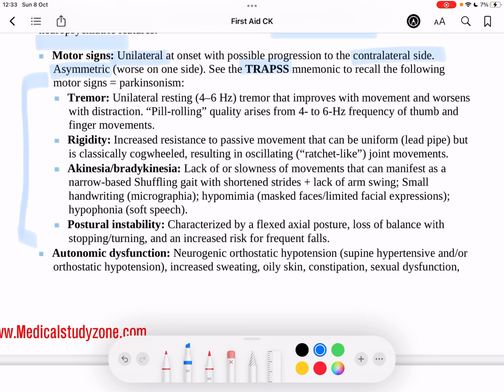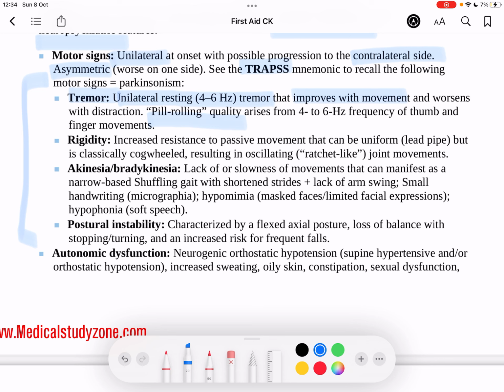The tremor that our patients have is the cardinal sign and symptom of Parkinson's disease. It's often a unilateral resting tremor at about 4 to 6 hertz, which improves with movement, and that's really important. Improves with movement and worsens with distraction. It's quite often described as having a pill rolling quality because you'll look at a patient's hands and it looks like they're rolling pills. I like to think of it more as a dice rolling quality. When you watch someone rolling dice, to me it looks more like that. They're kind of rolling something in their hands. It's more like a dice than a pill.